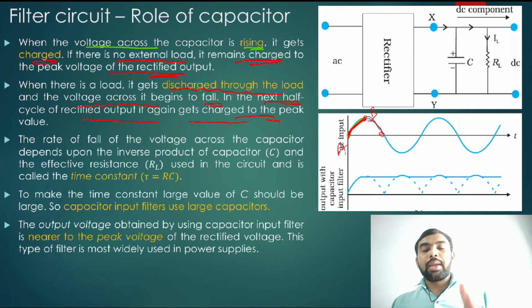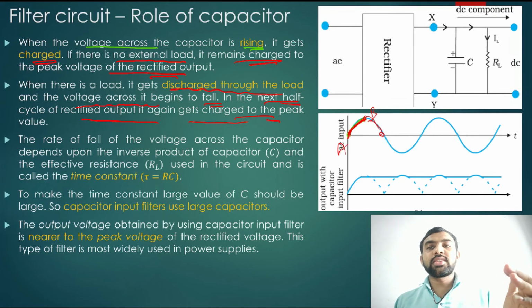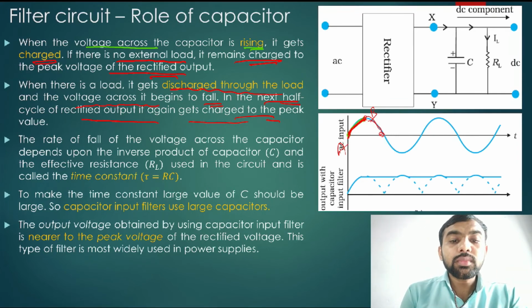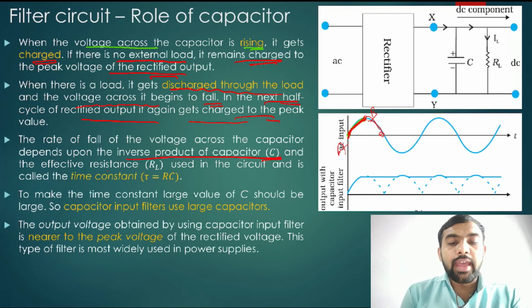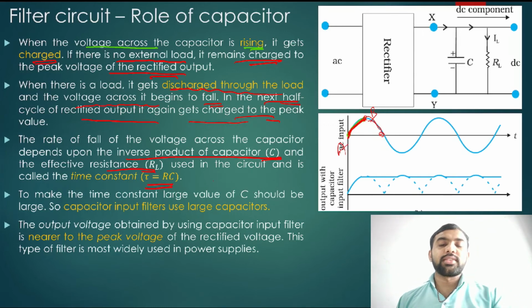Okay, when the voltage increases, the capacitor is charged. When the voltage decreases, the capacitor is discharged. The rate of fall of voltage across the capacitor depends on the inverse product of the capacitance C and the resistance RL. That is called the time constant. Tau is equal to RC.